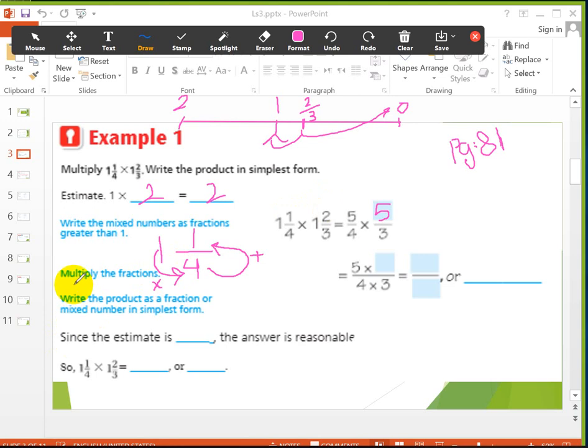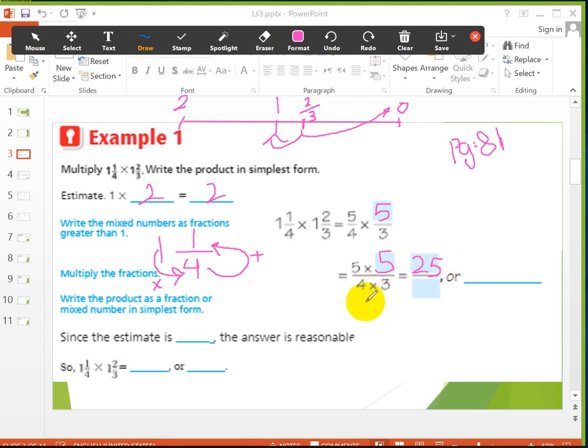So now, can I multiply the fractions? Yes, very easy for me. I will multiply numerator with numerator and denominator with denominator. So it will be 5 multiply 5 equals what? 5 multiply 5 equals 25.